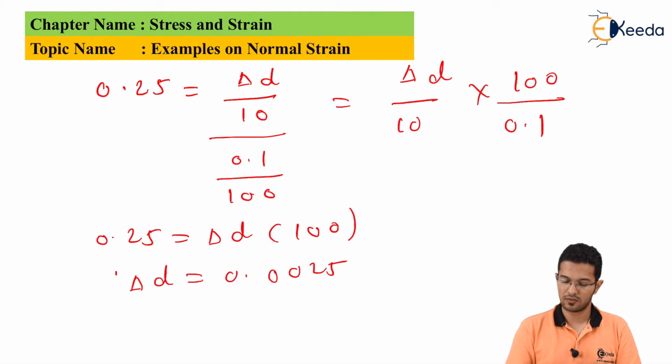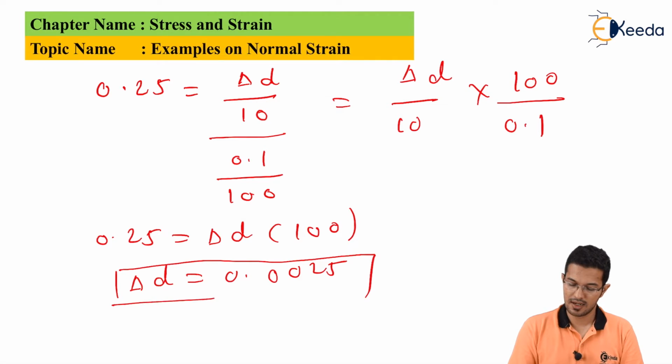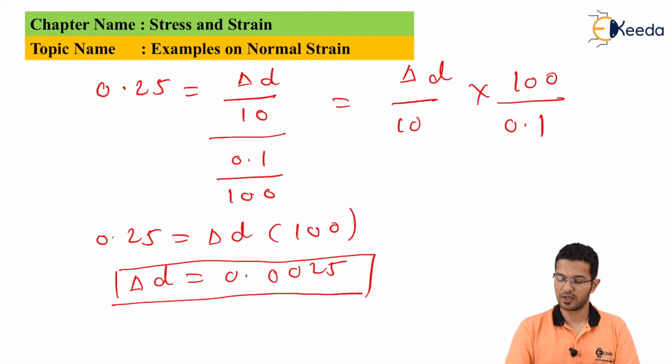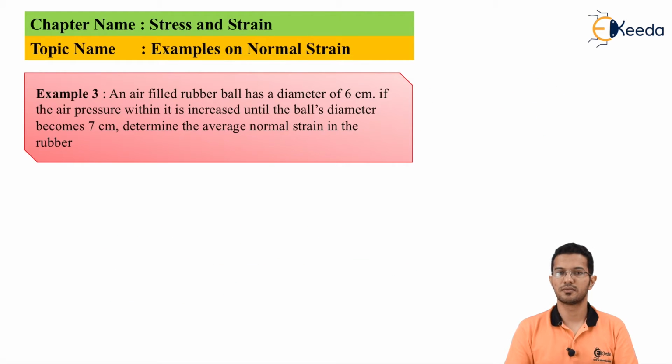This is the answer for the question. Hence, delta D is equal to 0.0025 millimeter. Let's go for the next question.